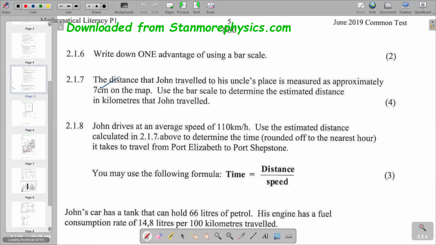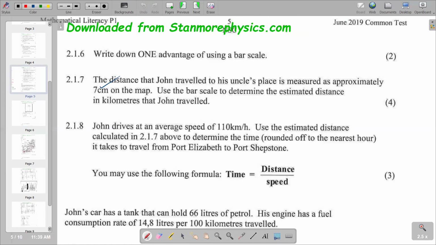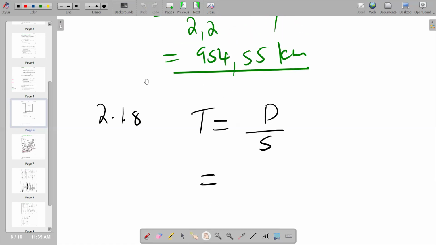The formula that we are given is time is equal to distance over speed. Our distance is indicated in the question: use the estimated distance calculated in 2.1.7. What we got was 954.55 kilometers, and this is our numerator.